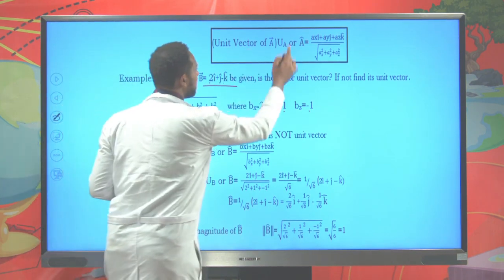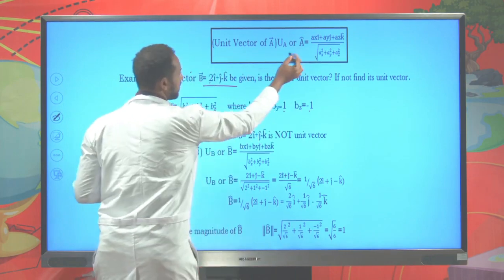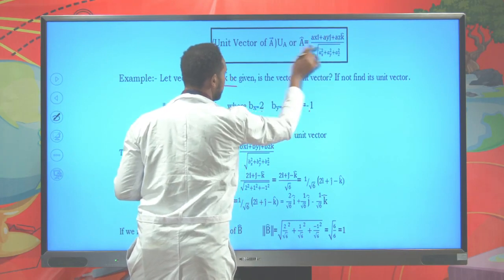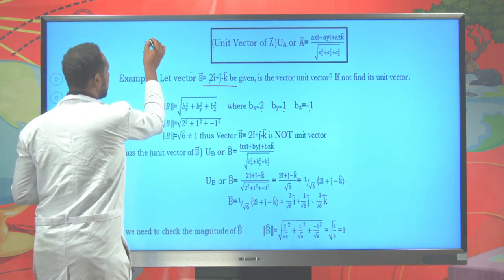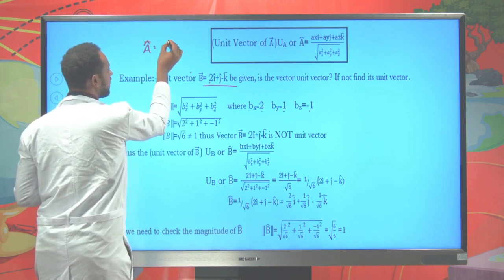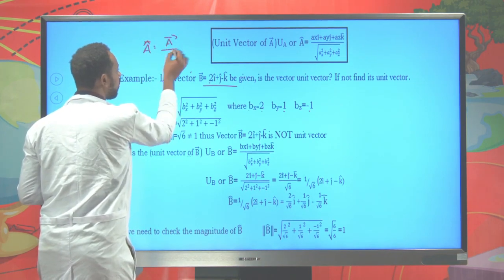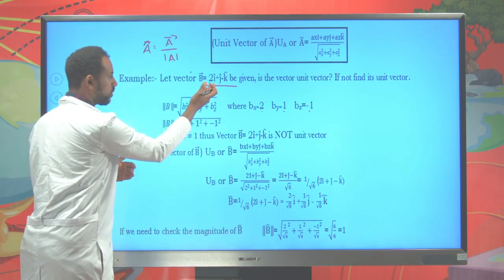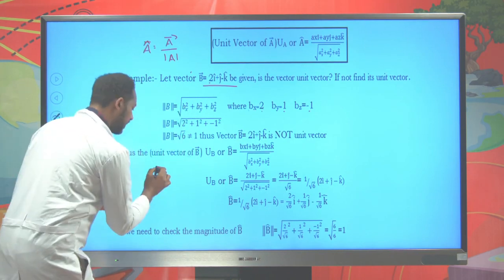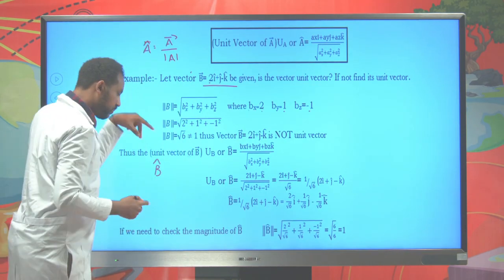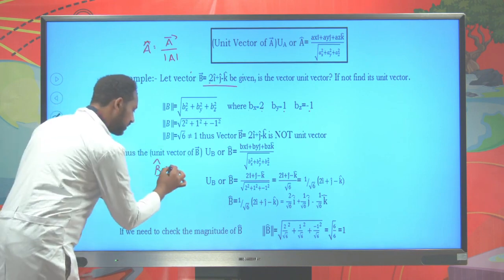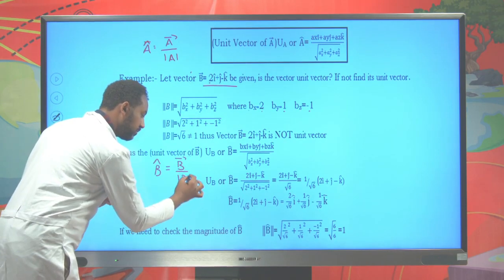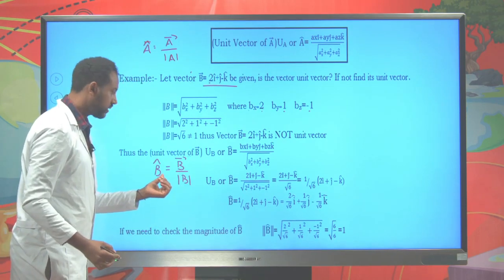How? To determine the unit vector of a given vector A, for example, ax in the i, ay in the j, you have to put the vector itself over its magnitude. Therefore, if you have vector A, to determine its unit vector, you put the vector itself over the magnitude of the vector. In this case, you have a vector called B. To determine its unit vector, B hat, where hat means unit vector, is equal to the vector itself B over the magnitude of B.